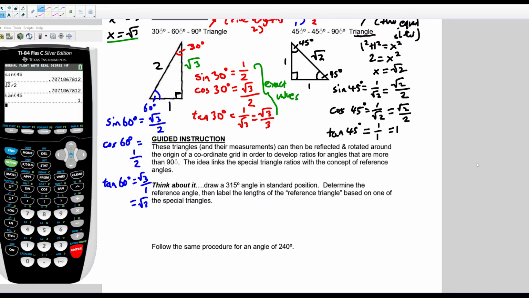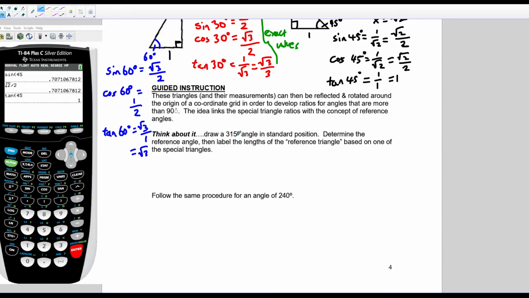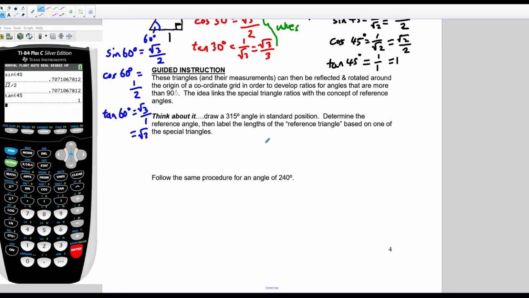At this point, you're probably thinking, well, now I have all this useless information in my head. How does this help me? Well, let's go ahead and figure that out. Starting off with our 315 degree angle here, we're going to draw it in standard position. We're going to figure out what the reference angle is, and then we start to label the lengths of this reference triangle based off of one of your special triangles.